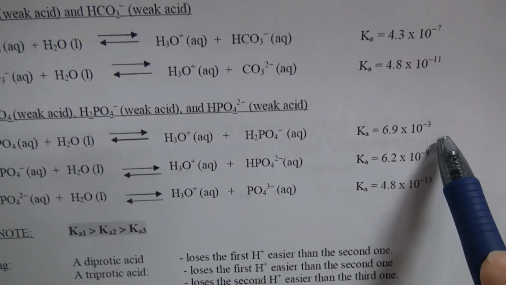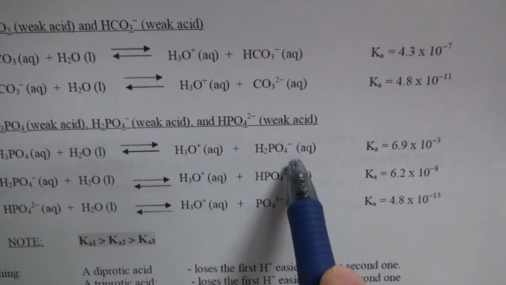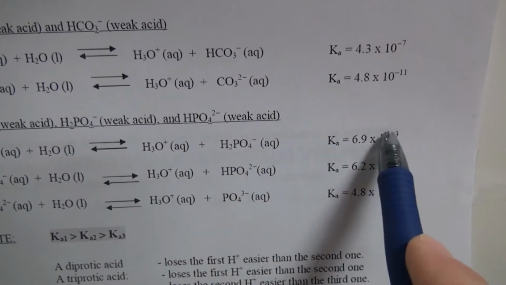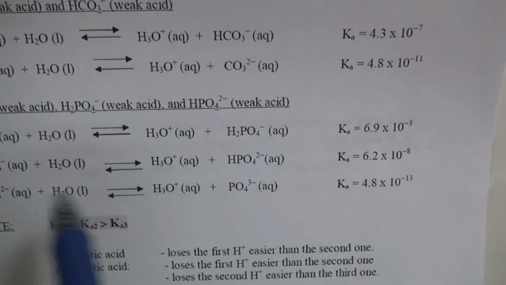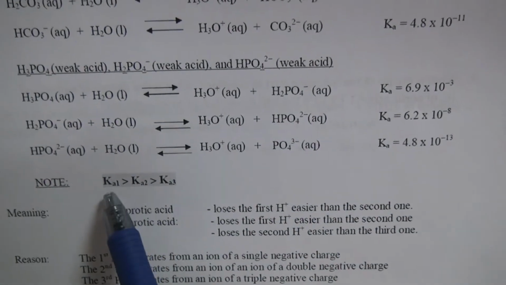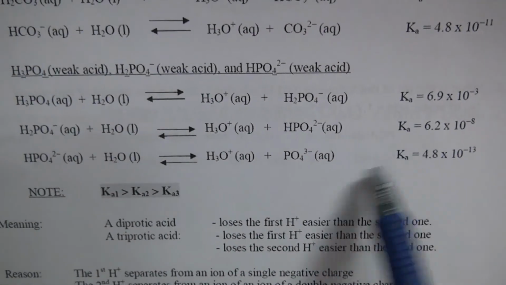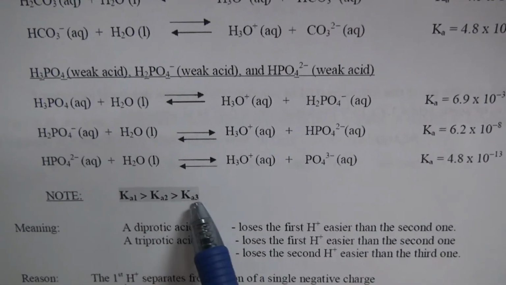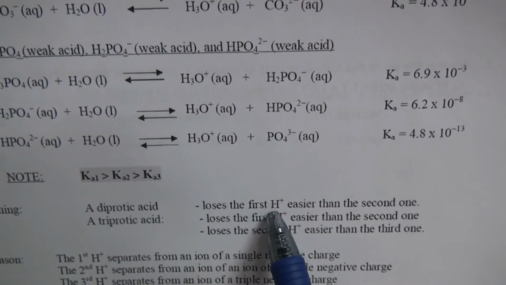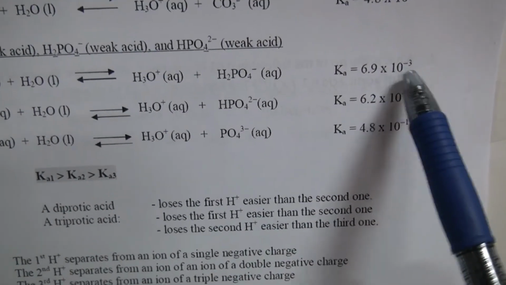So this confirms the fact that the first proton removed from the acid is the strongest, because this number tells us we are dissociating more. We can use Ka as an indicator of acid strength. The first dissociation, Ka1, then Ka2, Ka3, is always larger than the next proton being removed. A diprotic acid loses the first proton easier than the second because it is stronger and lies more heavily to the product side.